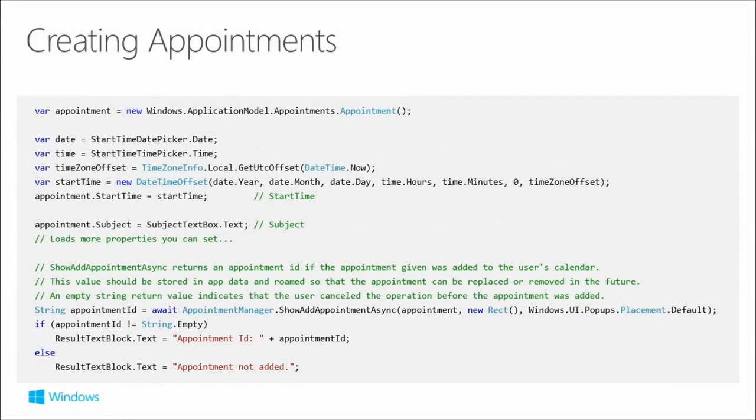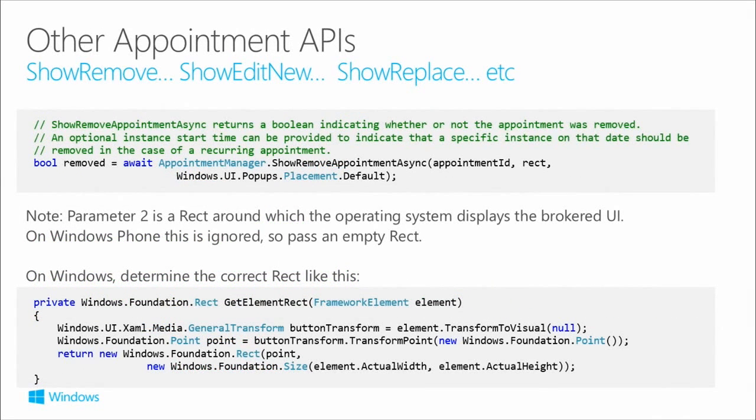So first of all, using the brokered UIs for creating an appointment, you need to get a date and time, and you need to work with date-time offset objects. So this is important: use the time zone offset to find out what your local time zone offset is, and then create a new date-time offset object and include that time zone offset in it. So this is all about getting dates to be correct wherever you are, which of course is always something that's tricky to do. Set a start time, subject, and this sort of thing, and then call appointment manager.show add appointment async. There are loads of other appointment APIs, of course: show remove, show edit new, show replace as well.